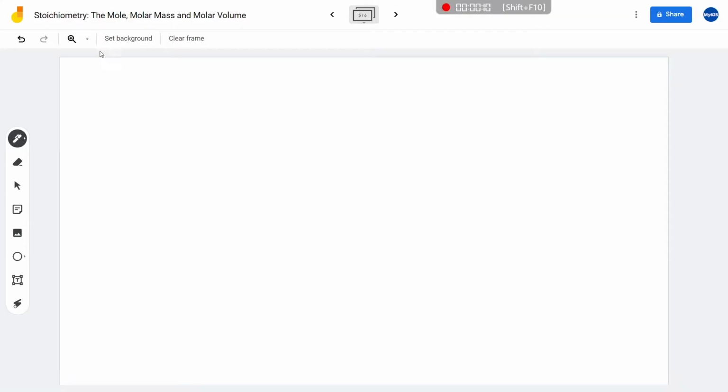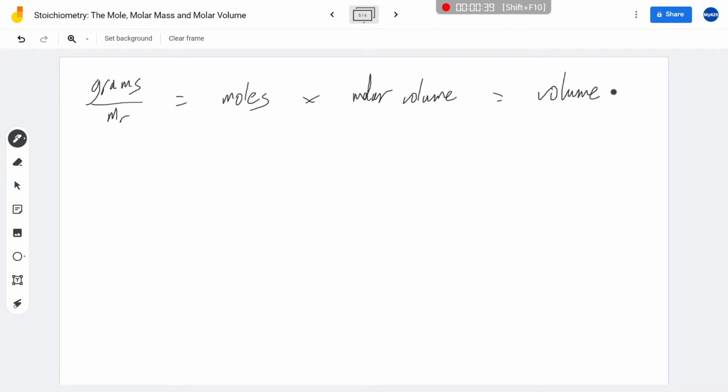Okay, so we found that we could start from grams and go to volume of a gas. And so how do we do that? When we start with grams, we know now we can divide by the relative molecular mass, and that will give us moles. And now we know there's something called molar volume, and molar volume tells us how much volume a certain number of moles will take up of a gas, of course. And so that's the problem we just did, that type of problem.